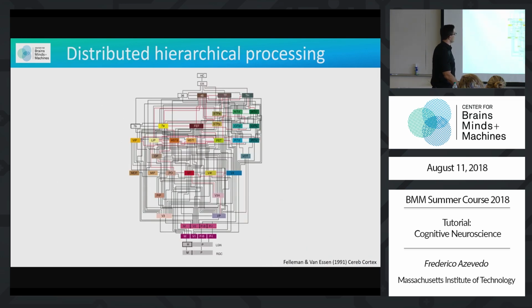And of course, the visual processing is not that simple, as I was telling. And here is a diagram made by Felleman and Van Essen in 1991. And basically, it shows the visual areas that were known at the time to be functionally connected when processing visual stimuli.